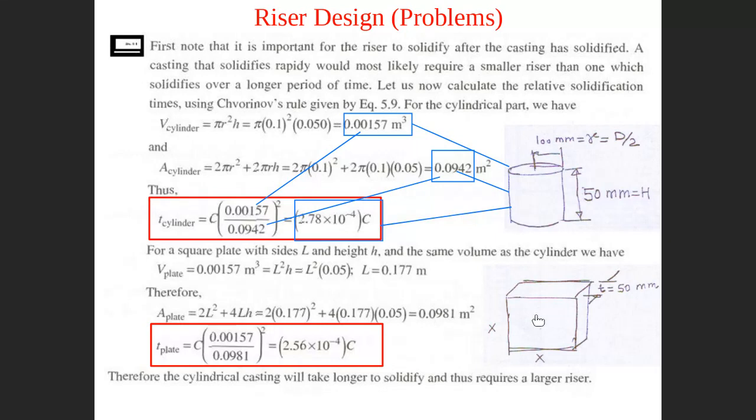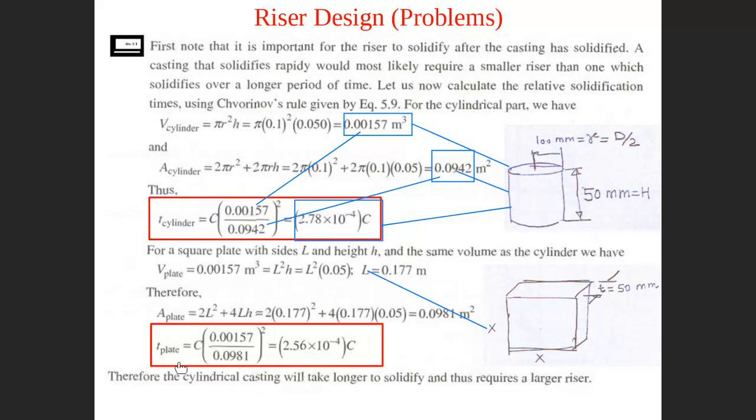You apply the same in the second part. In the second part, first you say the volume is the same, and you obtain L or X. Then L or X can be obtained, and it is 0.177 meters. Then you obtain first the missing information, because the volume here equals the volume here. Second, the volume is the same, so you obtain the surface area. Now we know the value of X or L, then you can obtain the surface area. This is the volume and surface area.